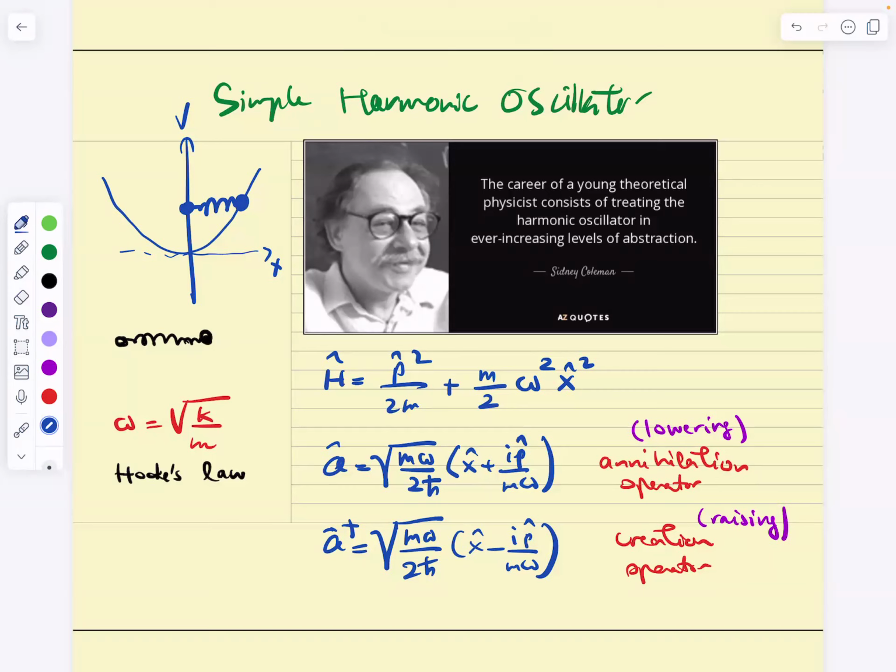If you find this picture confusing, get rid of the spring. It's just a particle attached to a spring. And Hooke's law tells you that if the spring constant, K, then the equations look like P squared over 2M plus half K X squared, right?